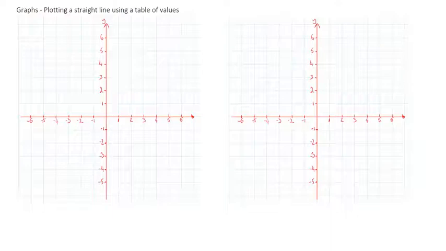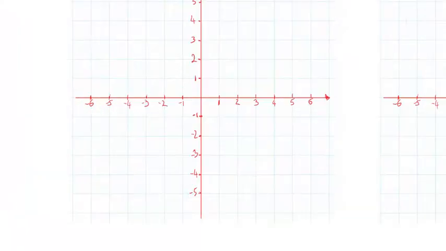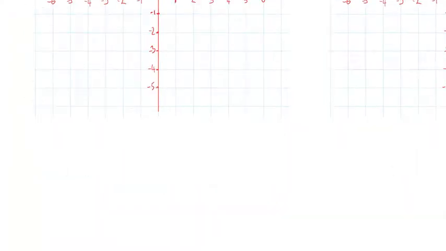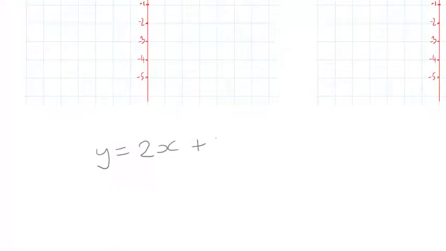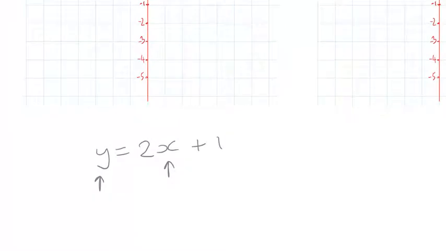In this video, we're going to take a look at how to draw a straight line using a table of values. So before we get started, let's make sure we understand what a straight line equation could look like. For example, we could have y equals 2x plus 1. This is a straight line equation, and we have an input, which we call x, and an output, which we call y. So there is a relationship between the x's and the y's.